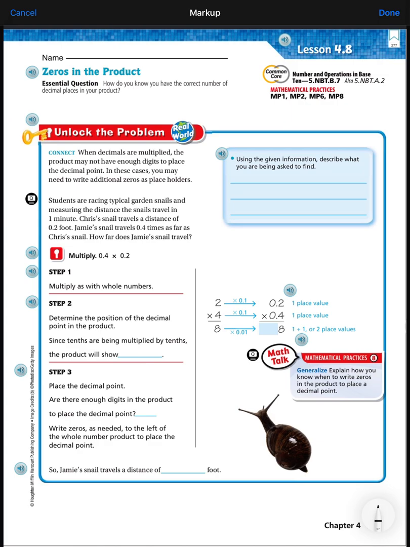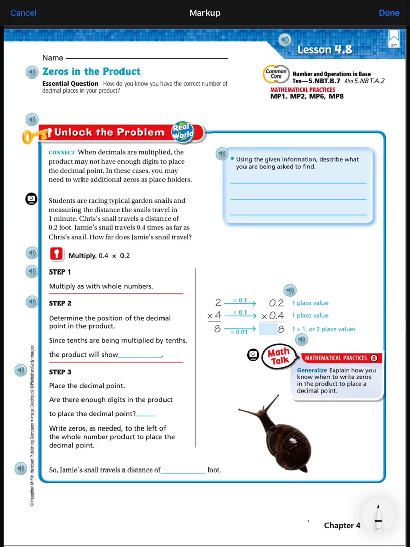Hi everyone, today we are going to be working on lesson 4.8 in our Go Math materials. Zeros in the Product is the title of this chapter. So we're going to be working on this lesson together. We are still multiplying decimals, but this time we're looking at some zeros in our answers, okay?